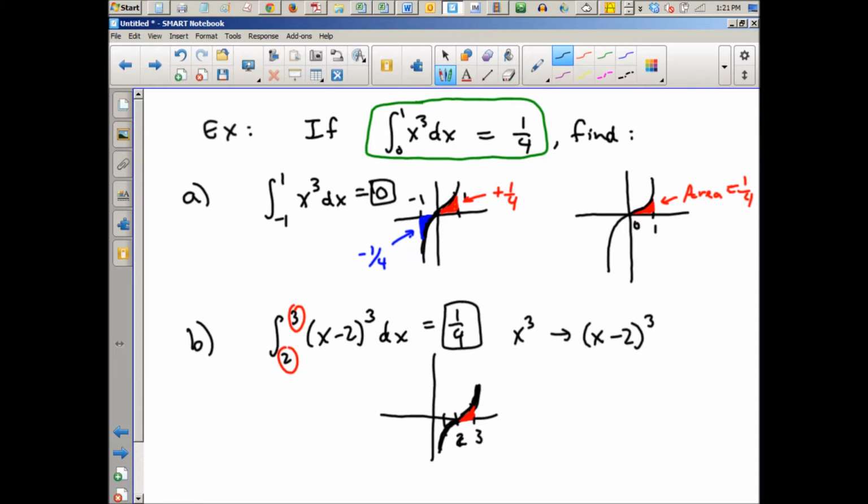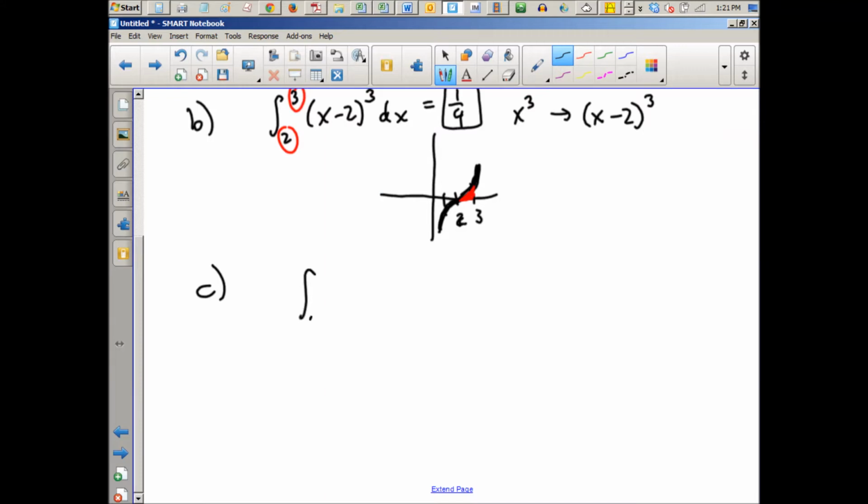So this teaches us something. This teaches us that if you're ever given an integral, let's say from 2 to 3, you could technically change this question right back into this one. You could subtract 2 here, and add 2 here, and take you right back to this question. You did this with sigmas when you adjusted your index, and you can do it with integrals as well. Okay, hopefully you can see why that's still 1/4. All right, let's take a look at the next question.